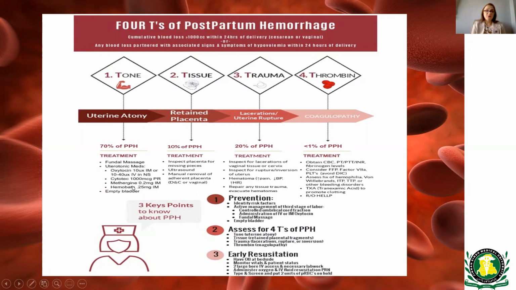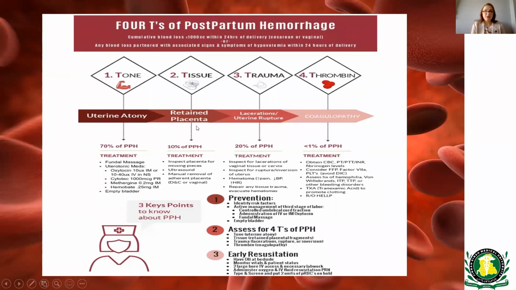You can also use Methergin 0.2 milligram IM. Always remember, if somebody has pre-eclampsia, do not give Methergin, avoid Methergin. Hemabate or Carboprost can also be given, 0.25 IM. And always remember to empty the bladder. So for uterine atony, we have to use all those medications, and all those medications should be readily available in any busy obstetric unit in terms of a PPH box.